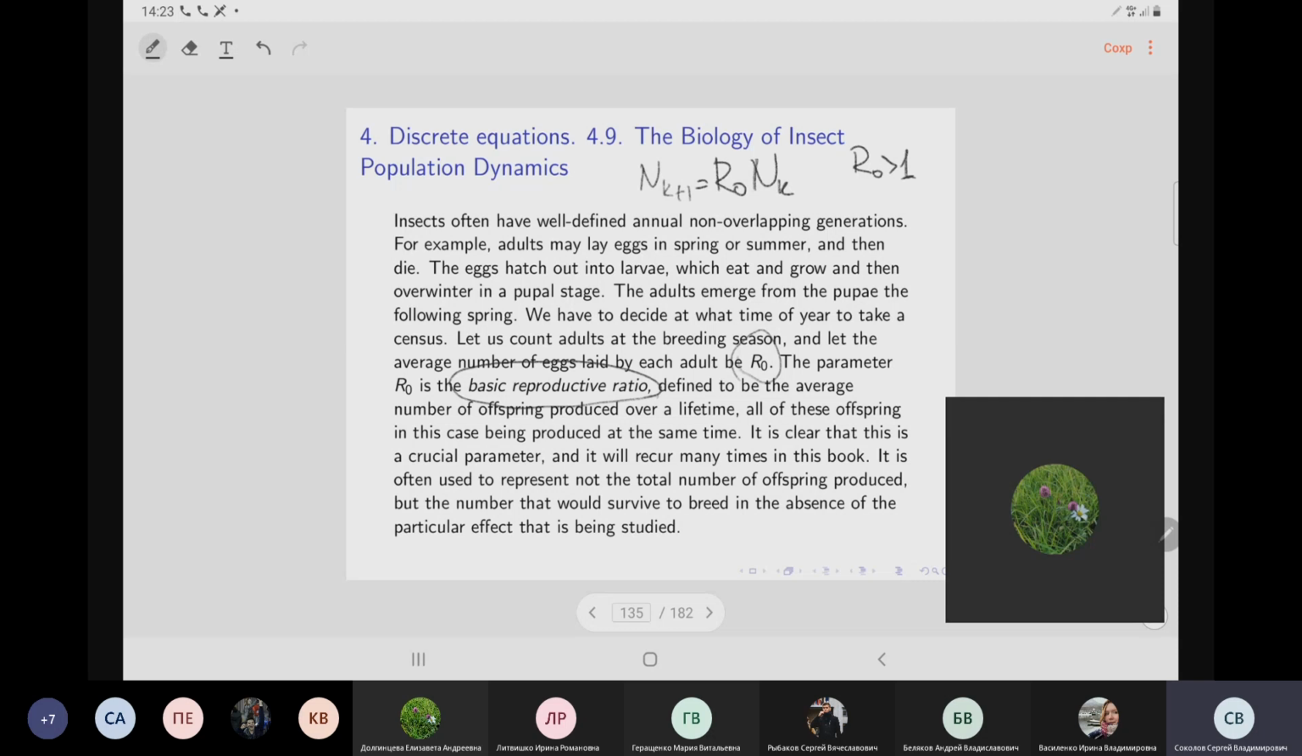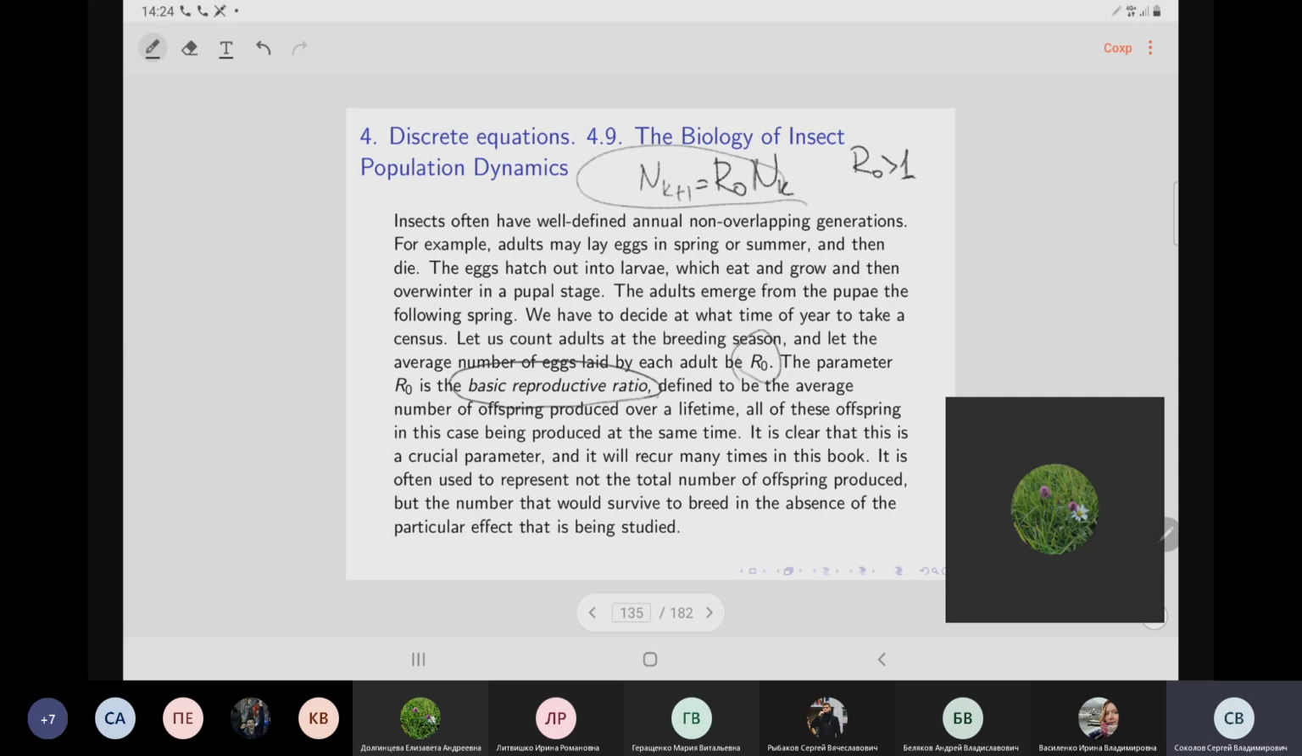Maybe you have seen this basic reproductive ratio when we speak about coronavirus. The infection models are close, and we can use the same R0. So for the coronavirus model, it is the average number of people that can be infected by one infected individual. So it is the ideal situation.